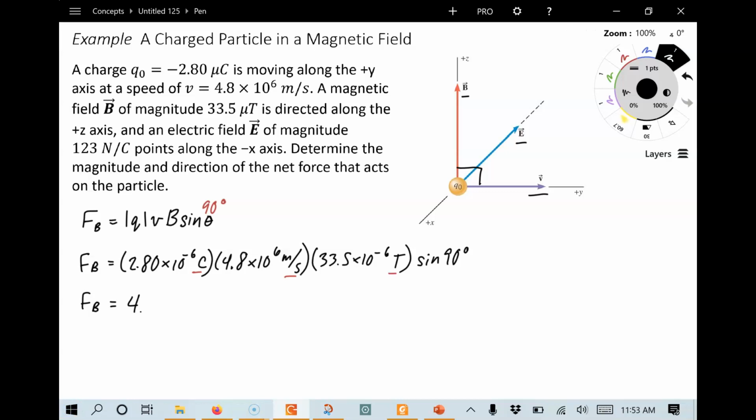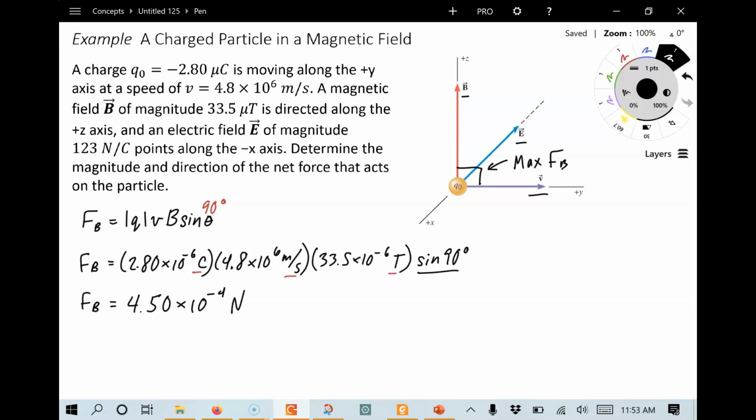That comes out to 4.50 times 10 to the minus 4th newtons. And I just point out that this orientation, perpendicular of the velocity to the magnetic field, is when we get the max magnitude of Fb, and that's again because sine of 90 is equal to 1. So we just got the magnitude of Fb.